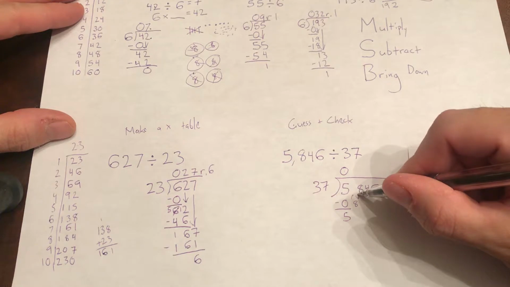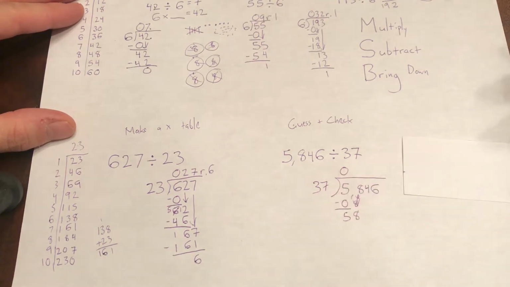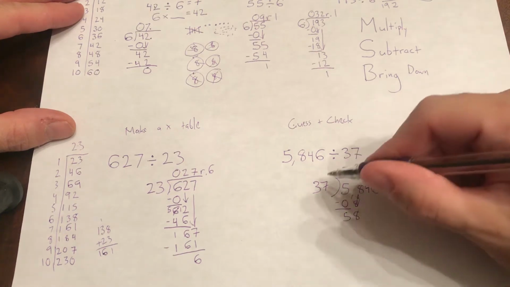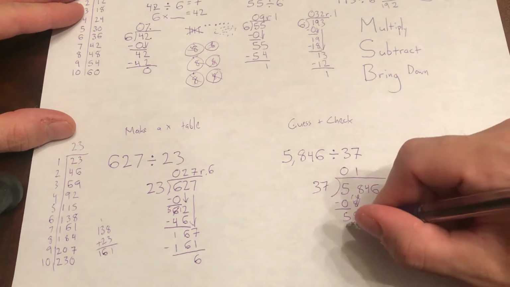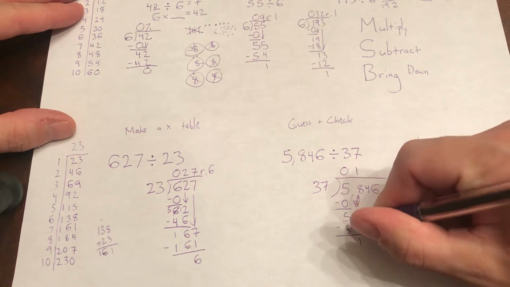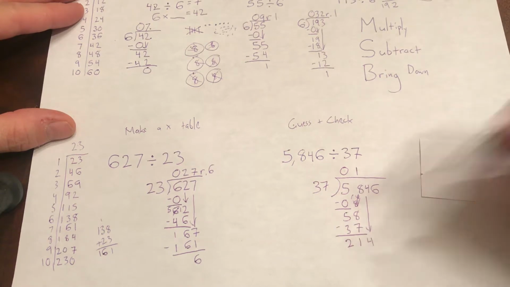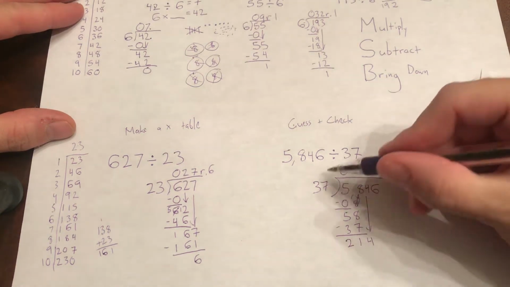So anyways, whoa, slow down. I want to bring that down to here. 58. I can tell it's only going to go in once. And 37 times 1 is 37. Subtract it. So now I'm going to have 1 left over. 5 minus 3 is 2. 21. Now we got to go. Good, I'm glad. 214. I don't know 37s.